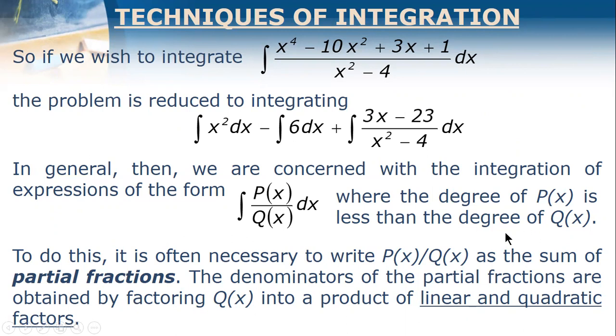So our focus of partial fraction is on the denominator. The denominators of the partial fractions are obtained by factoring q of x. Like, what are the factors of x squared minus 4? So we break this into several factors. So the result would be a product of linear and quadratic factors, depending on the integrand. It could be that the denominator will be converted to a product of only linear factors, or only quadratic factors, or a combination of linear and quadratic factors.